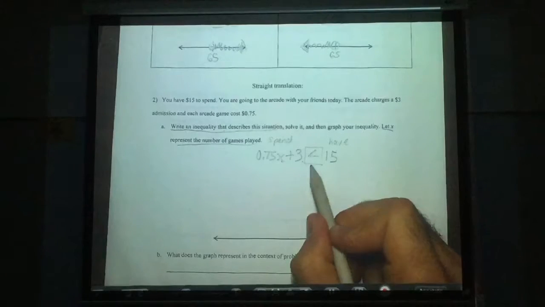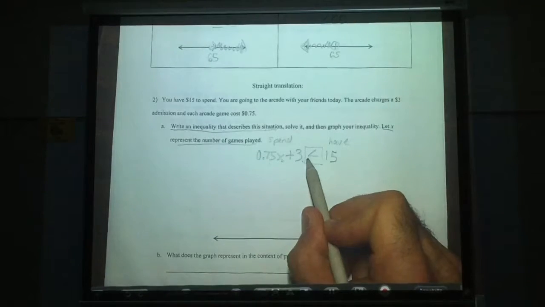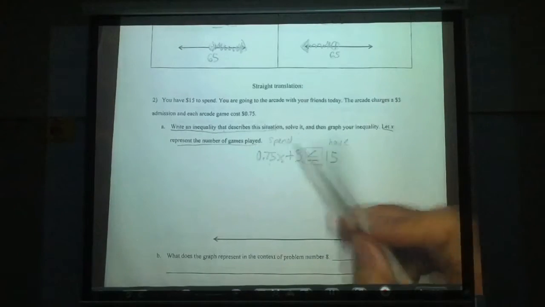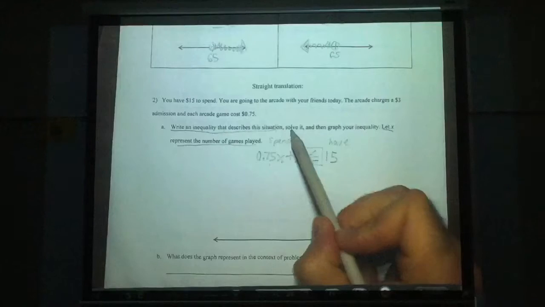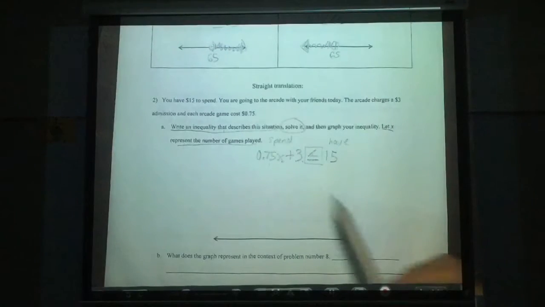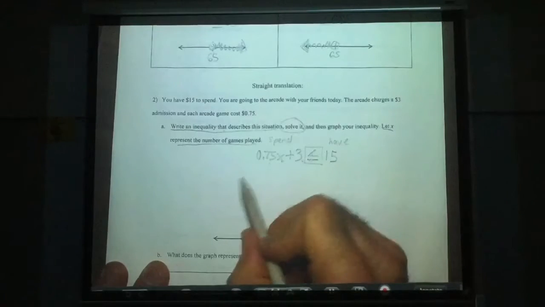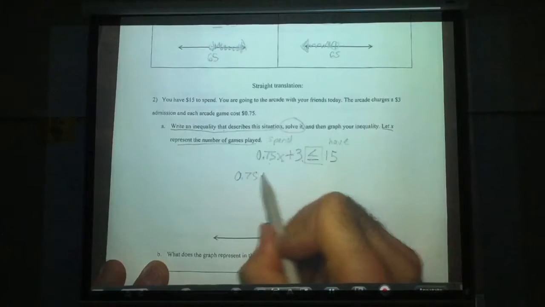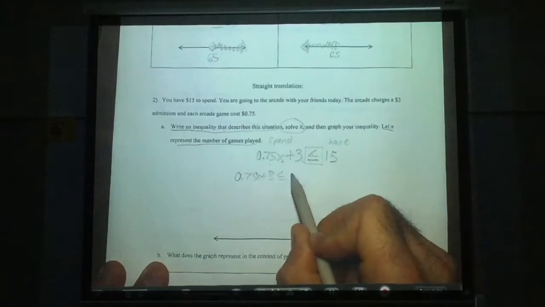The other part of this is, is it okay if we spend exactly $15? The answer is yes, we are able to do that. So I'm going to put the or equal to bar here because we can spend less than or equal to what we have. Okay? Now what we're going to do is the second part, which is solve it. Now this is a two-step inequality, so we're going to get rid of who's furthest away. So we have 0.75x plus 3 is less than or equal to 15.